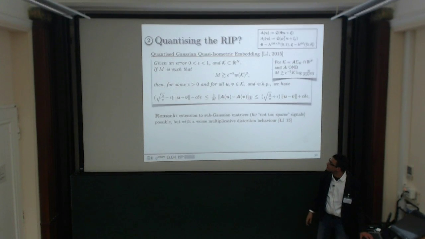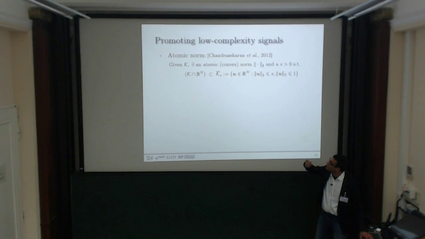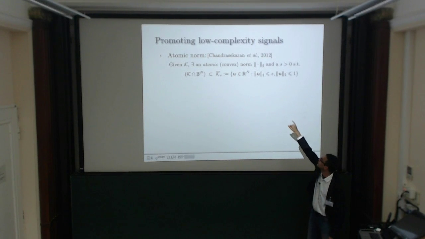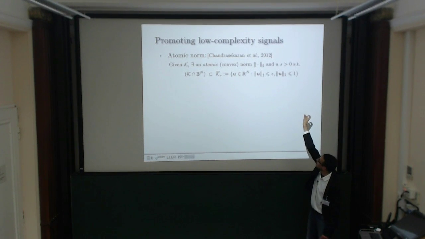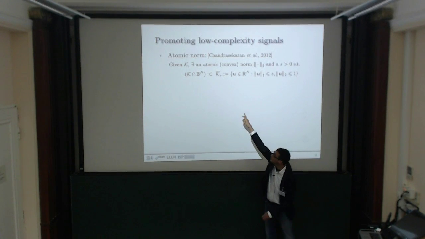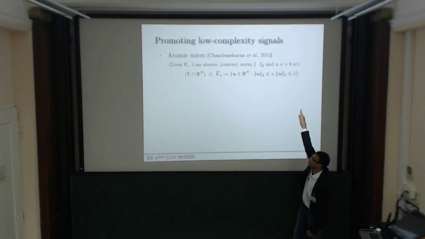OK, let's put all this theory into an algorithm and see what happens. We have devised this algorithm called consistent basis pursuit, which is essentially a variation on basis pursuit that considers consistency as a guideline for recovering from the measurements. To do so, we first introduce the atomic norm, which is a general definition for a norm, so that for an s greater than 0, your low complexity set intersecting the L2 ball is included in this set, which is defined by the atomic norm, still intersected with the L2 ball.